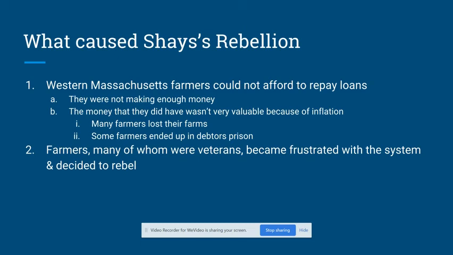Then on January 25th, 1787, this group of soldiers marched to the armory in Springfield, Massachusetts, where they planned to get a bunch of weapons. And then they were going to march to Boston, and as Shays put it, burn and lay the town of Boston in ashes. For people in Boston, that was a problem. More on that in the next video.